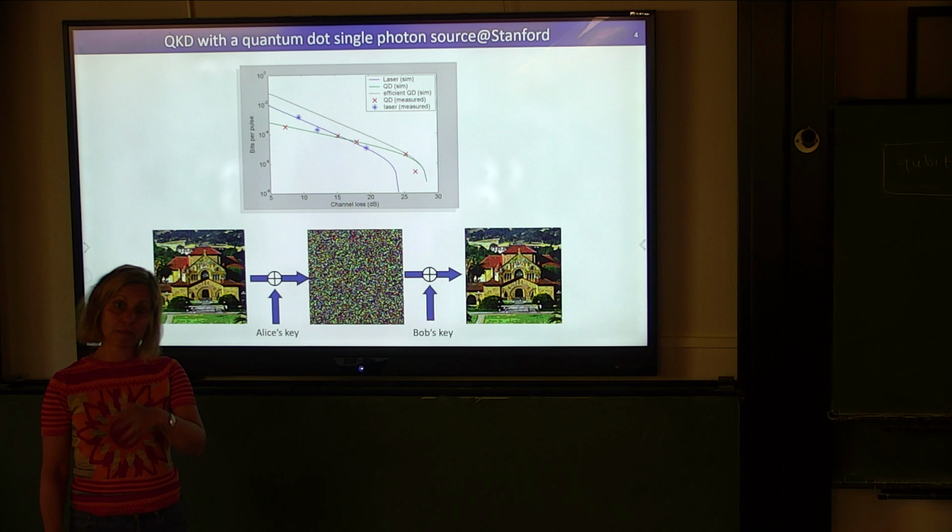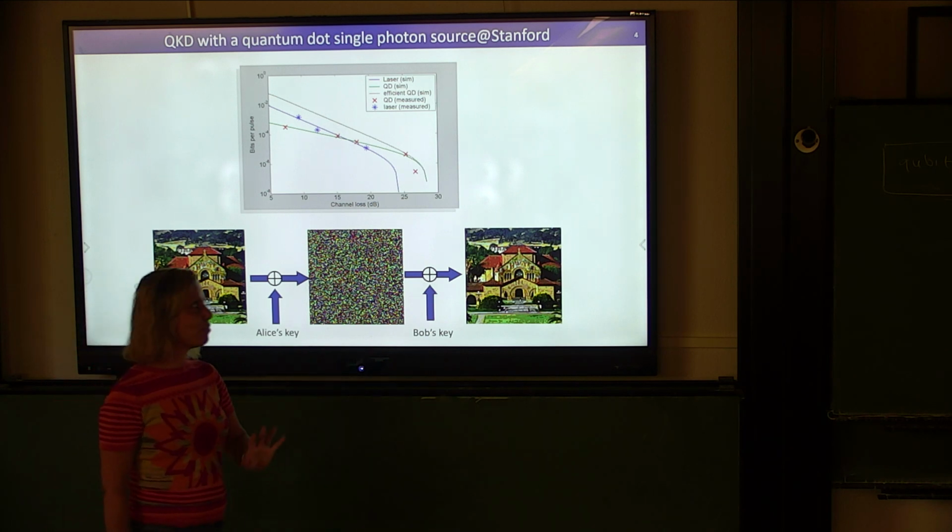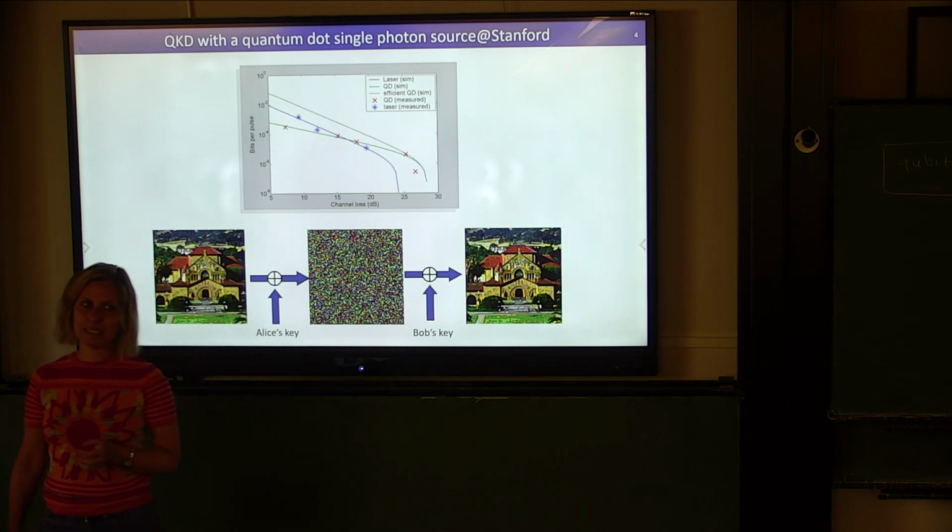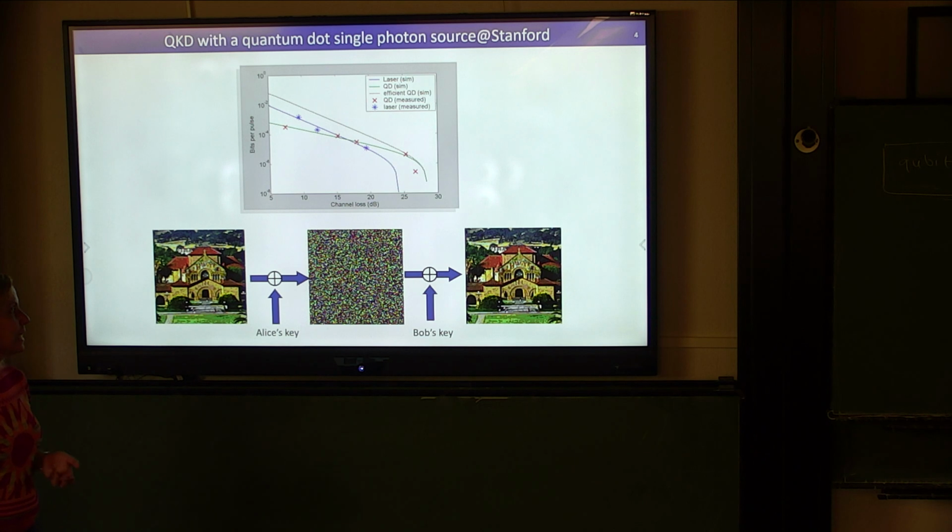I'm thinking in particular, but I may be forgetting. So Tobias Heindel in Berlin. There is Rinaldo Trotta in Rome, that have done more experiments with single photon sources for QKD. So it's coming back. So it still needs to be proven that it's worth it.